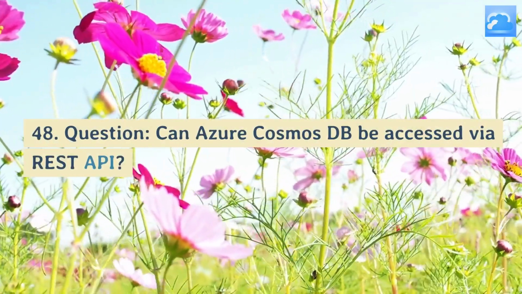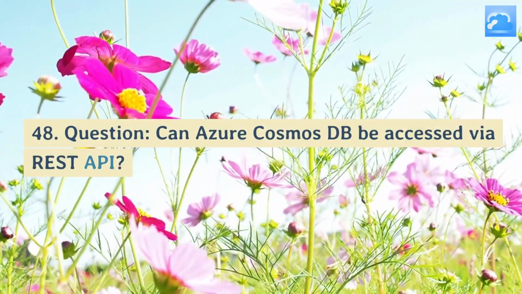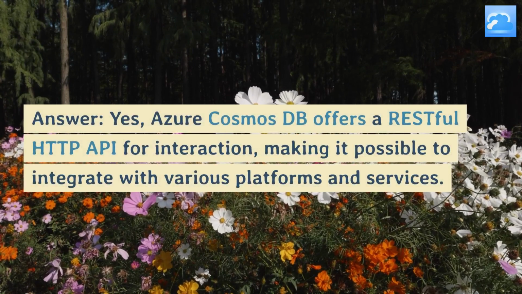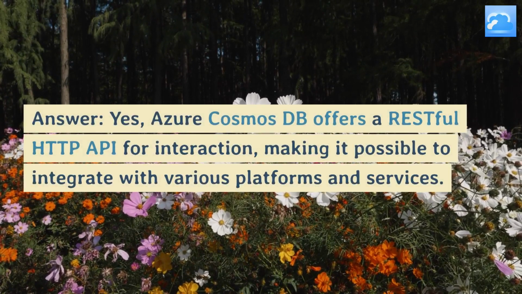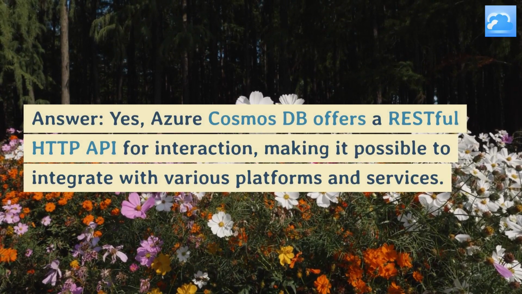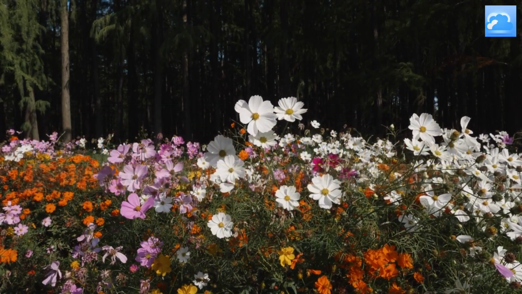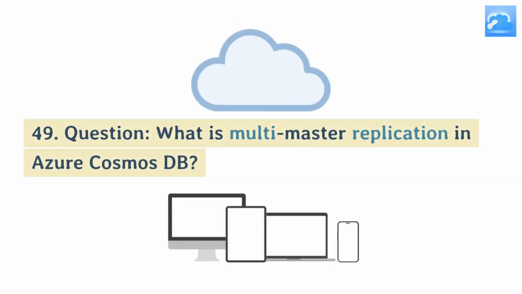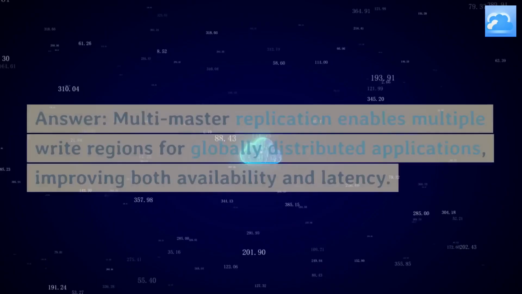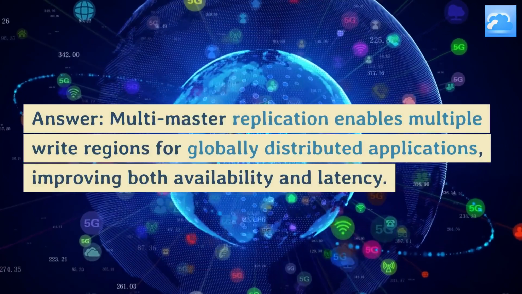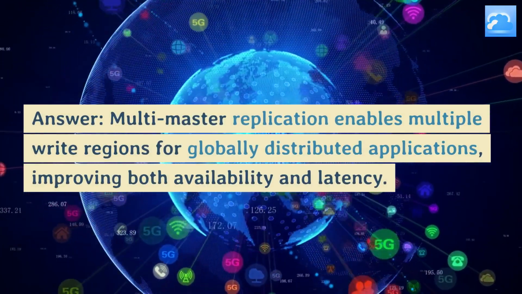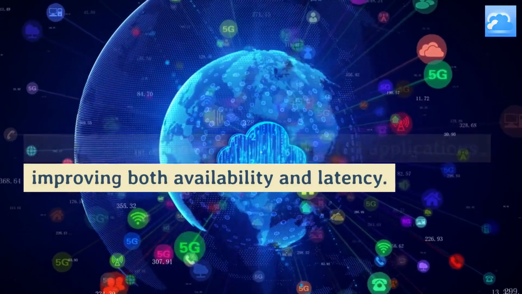48. Question. Can Azure Cosmos DB be accessed via REST API? Answer. Yes. Azure Cosmos DB offers a RESTful HTTP API for interaction, making it possible to integrate with various platforms and services. 49. Question. What is multi-master replication in Azure Cosmos DB? Answer. Multi-master replication enables multiple write regions for globally distributed applications, improving both availability and latency.